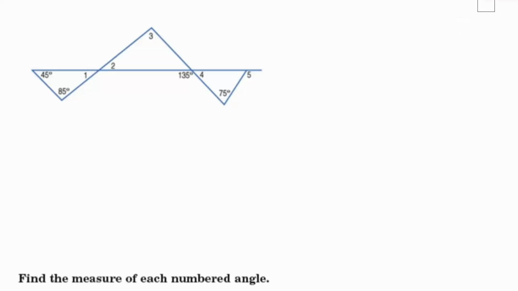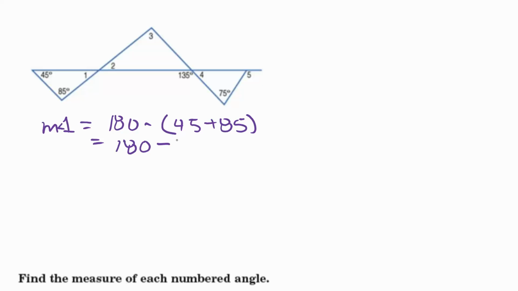So we're going to look at this picture and again use the knowledge that we have to find the measures of each of the numbered angles. To find the measure of angle 1, it would be 180 minus the sum of the other two angles. So that would be 180 minus 45 plus 85. So minus 130, which would give us that the measure of angle 1 is 50 degrees.